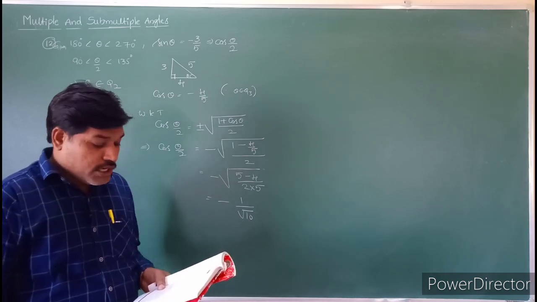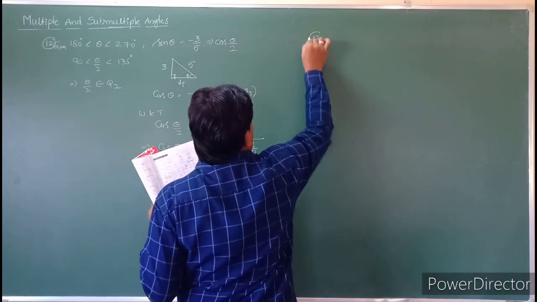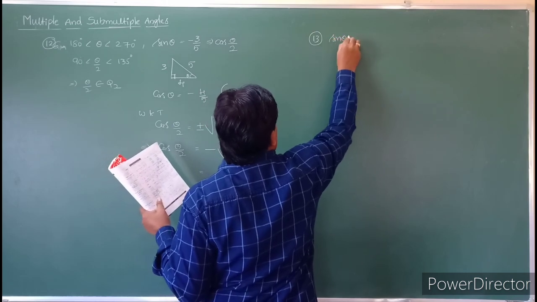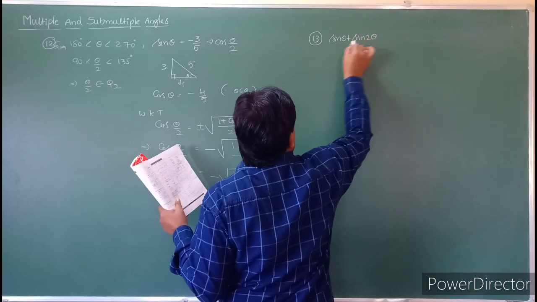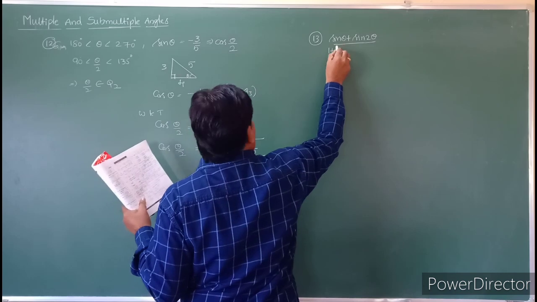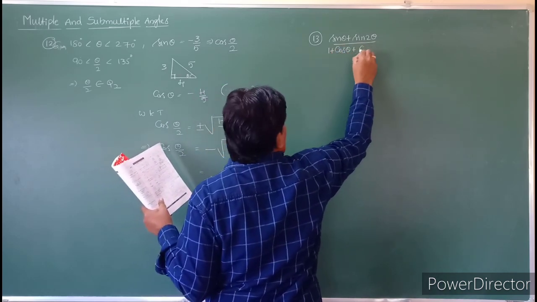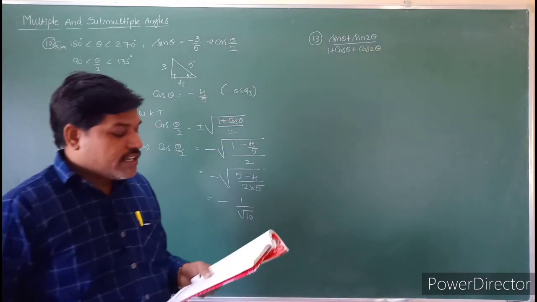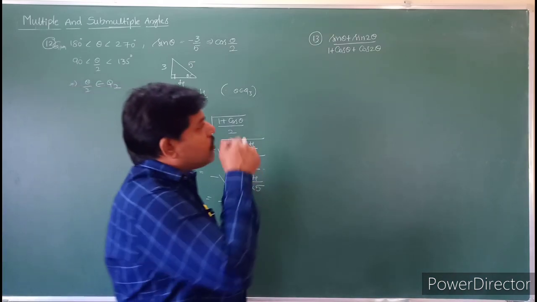And see the question number 13. So what is question number 13? Sin theta plus sin 2 theta by 1 plus cos theta plus cos 2 theta. Sin theta plus sin 2 theta by 1 plus cos theta plus cos 2 theta. Okay. So see this question, students.